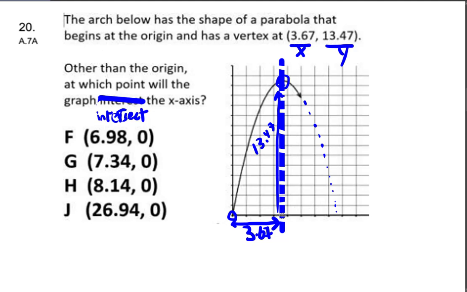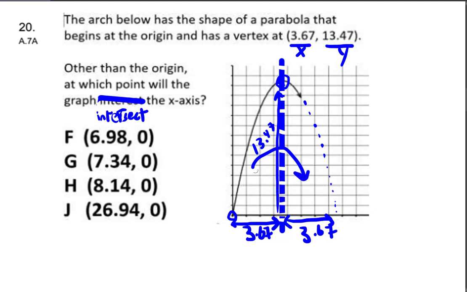If that's the case, then my next point must be the same distance in this direction. So it's going to be another 3.67. Does that make sense? And hopefully it does, because basically what you're saying is you can fold this parabola onto itself.